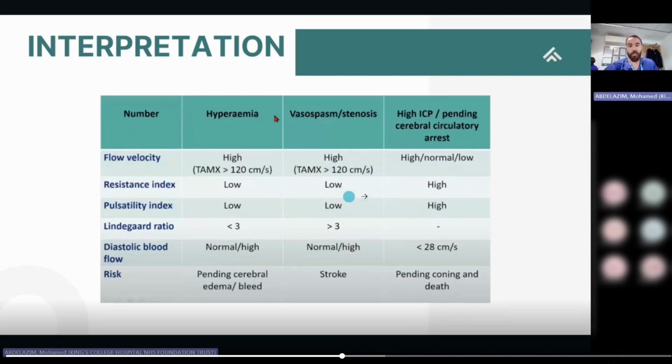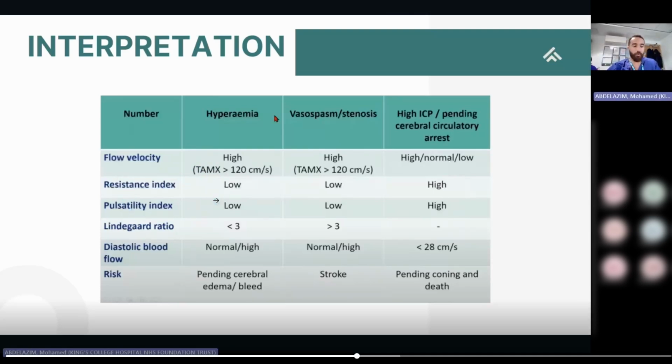So you'll get a high resistance index, and the same goes for the pulsatility index, because both give you an insight about the resistance against the flow of the blood. So again, the same parameter will be low for both hyperemia and vasospasm, and high for high ICP. Here's an interesting thing, the Lindegaard ratio, which is usually used to differentiate between both states, hyperemia and vasospasm. Because obviously, as you can see, both have more or less the same parameters. Both have high flow velocity, and both have low resistance and pulsatility index.